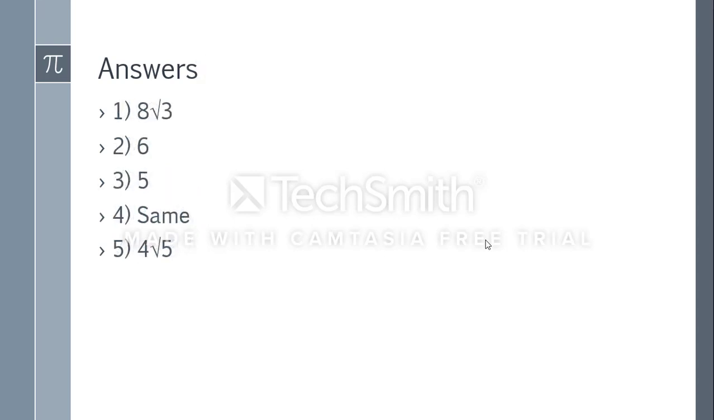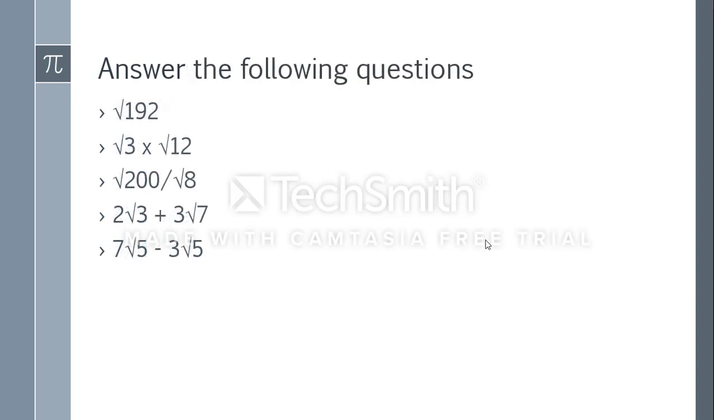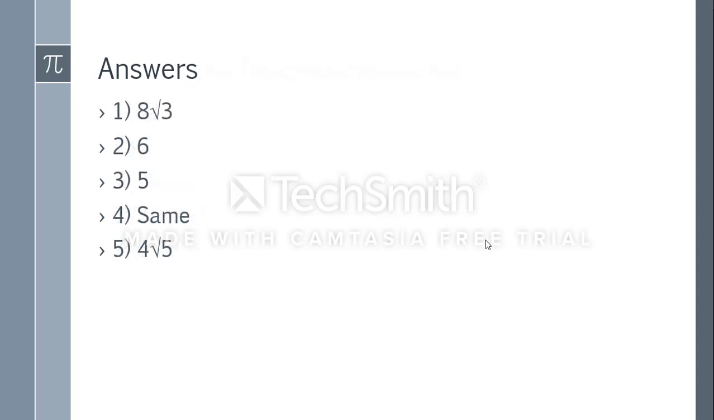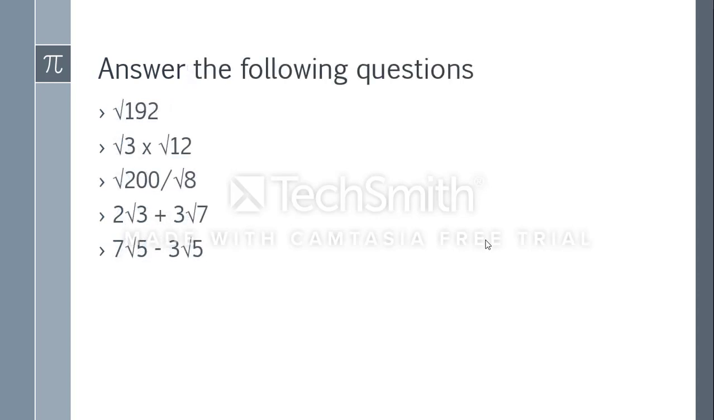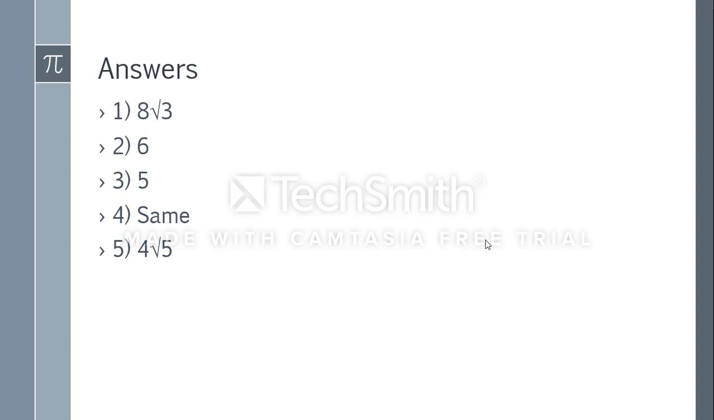So here are the answers. So root 192 is 8 root 3. So what we can do is just simplify like we did in the first question. And then for root 3 times root 12, it's 6. So root 3 can't be simplified down, and root 12 can be 2 root 3. And then 2 root 3 times root 3. So root 3 times root 3 is 3, and then 3 times 2 is 6.